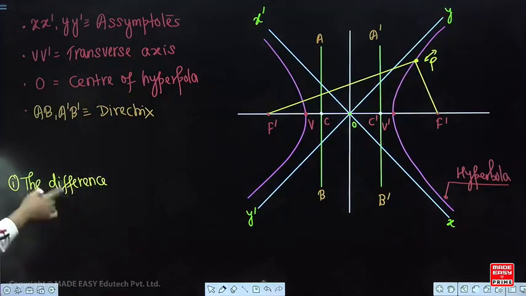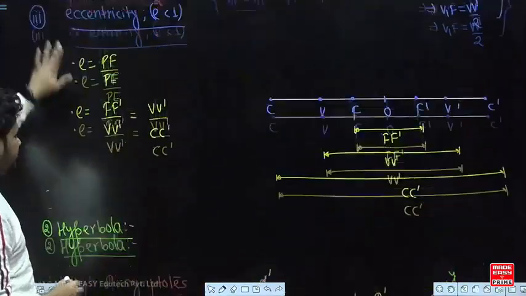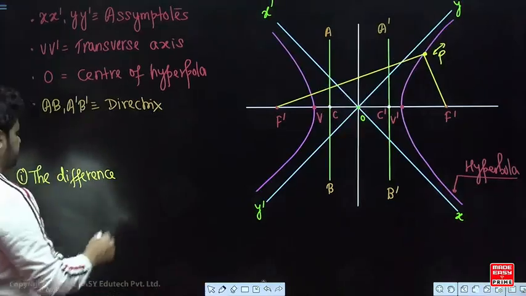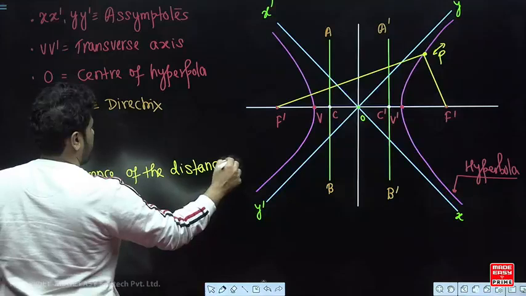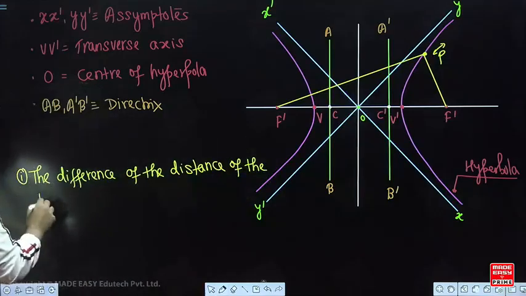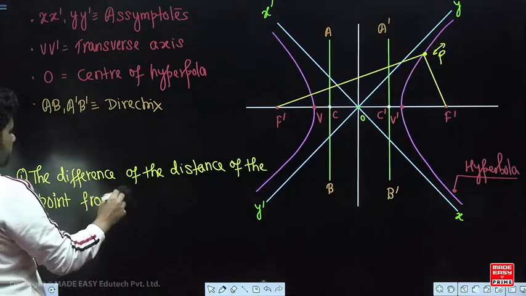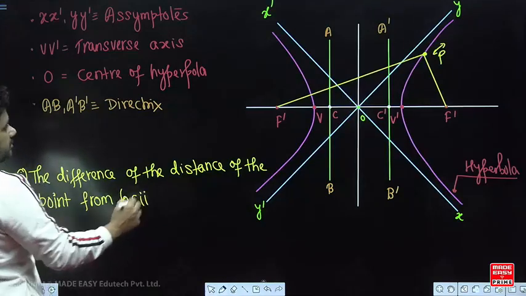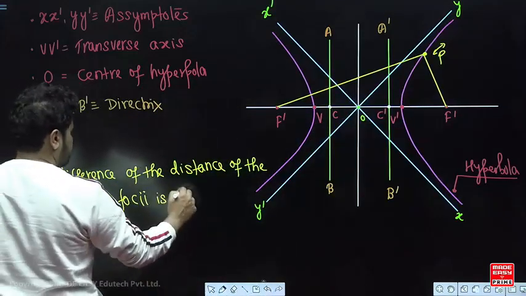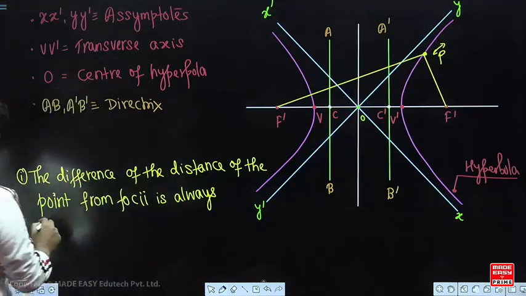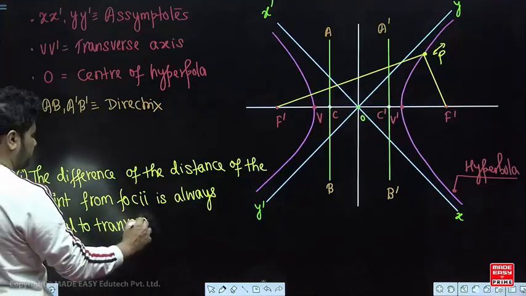So in ellipse it was the sum, now here it is the difference. In ellipse you can see that it was the sum of the distance. Here it is the difference of the distance of the point from the foci. So that means the difference of the distance of the point from the foci is always equal to the transverse axis. These are the points you have to remember, you don't have to derive it.